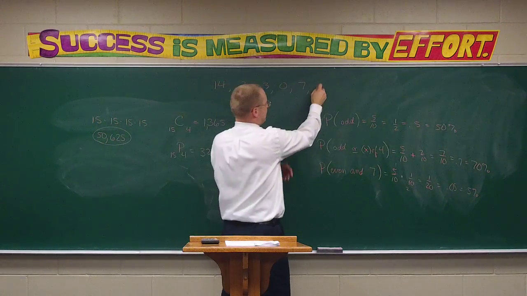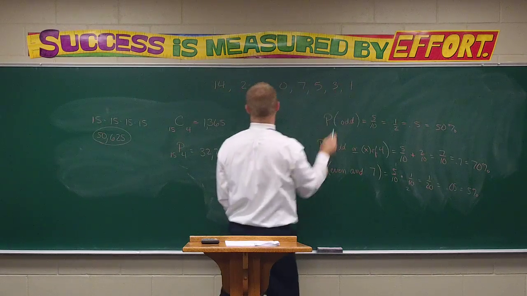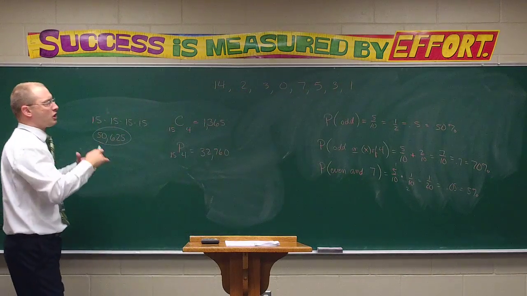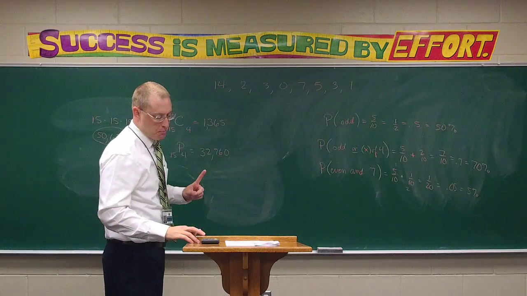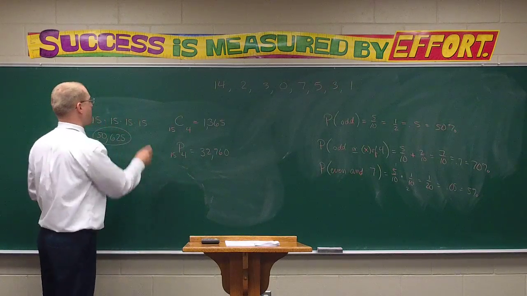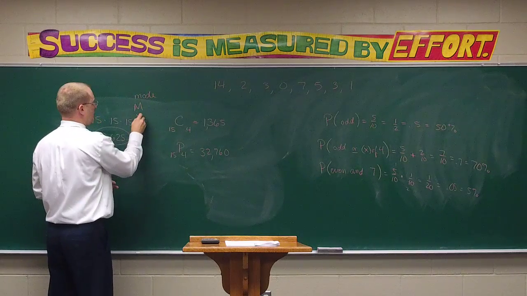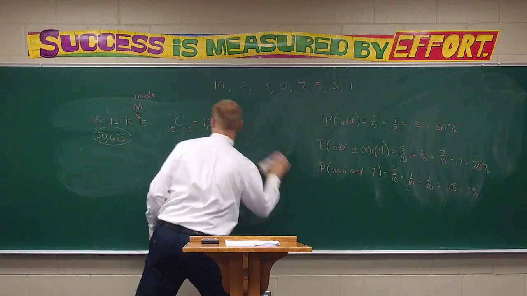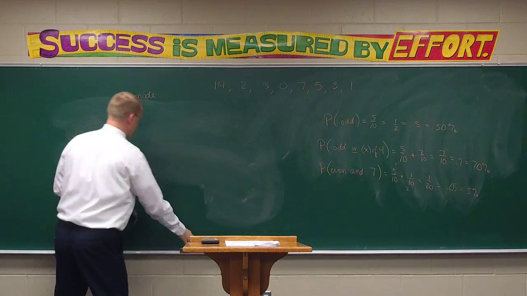And then 7. Okay, 7's a good number. And 5 isn't bad. We like that. And then 3 and 1. It just starts going downhill from there. Okay, so there's the runs scored. I want you to find the mode, the median, and the mean. And let's find the standard deviation as well.